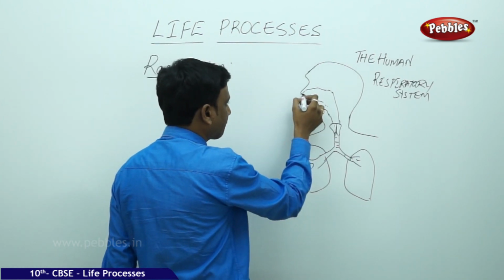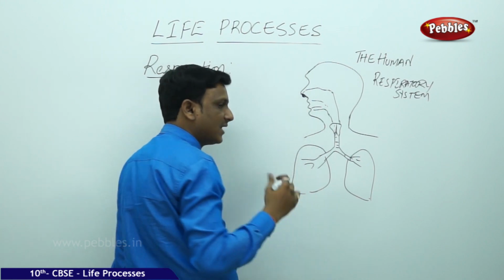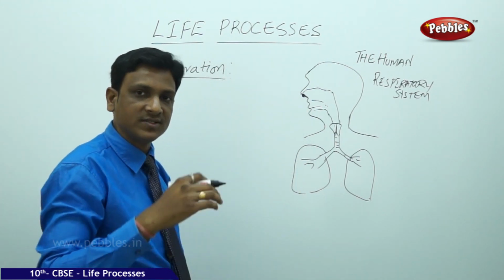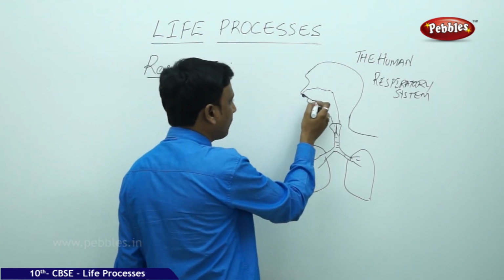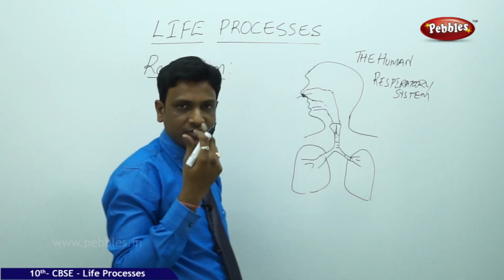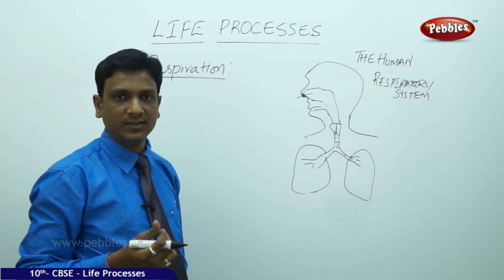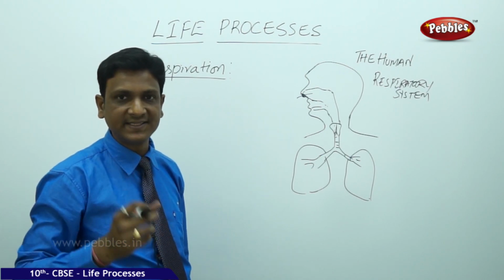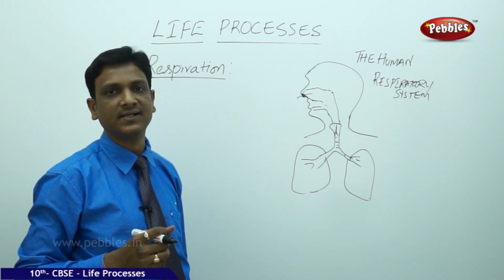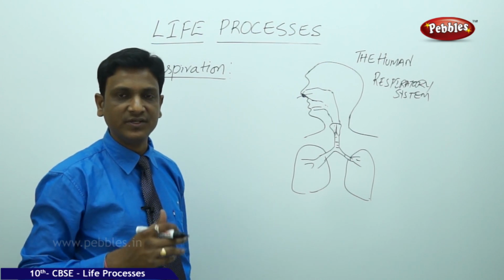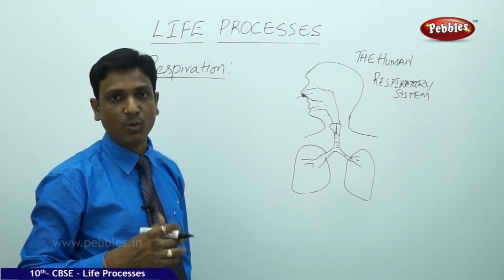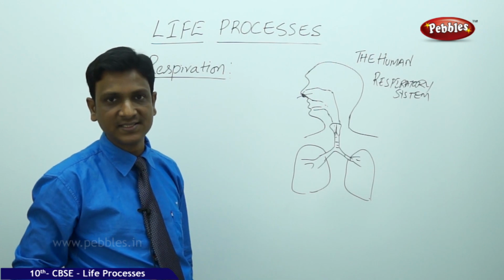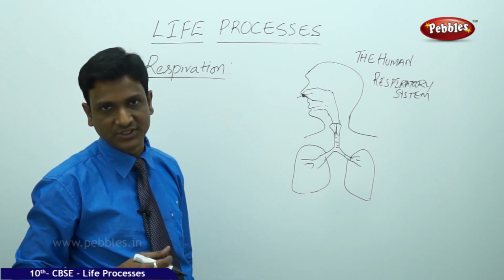The air which contains oxygen, oxygenated air, enters our body through the nostrils. We have a pair of nostrils. The air passes through these nostrils. Inside the nostril we have some hairs to filter the dust and insects. There we have some mucus which absorbs the dust and moistens the air before it enters into the lungs. So by that the lungs are not collapsed.